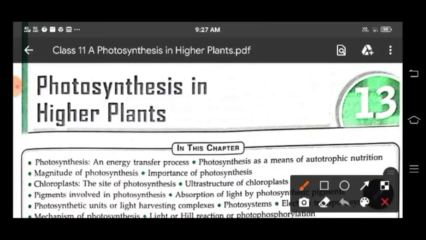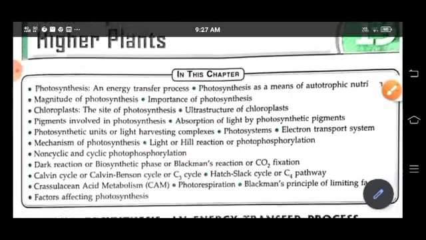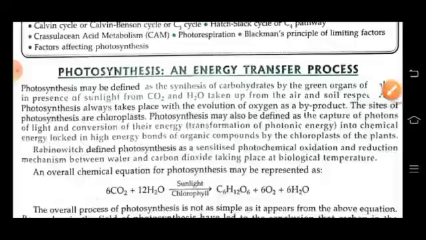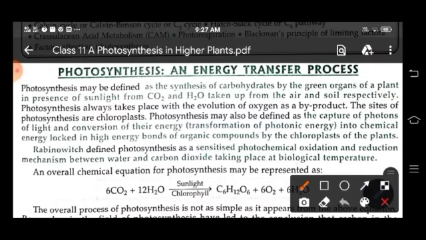Today we are going to start the chapter Photosynthesis in Higher Plants. Children, you already know about photosynthesis because you have read it in your previous classes. So what is photosynthesis? The simple definition of photosynthesis is the manufacturing of food in the presence of light and liberating oxygen. We can define photosynthesis as the synthesis of carbohydrates by the green organs of a plant in the presence of sunlight from carbon dioxide and water.